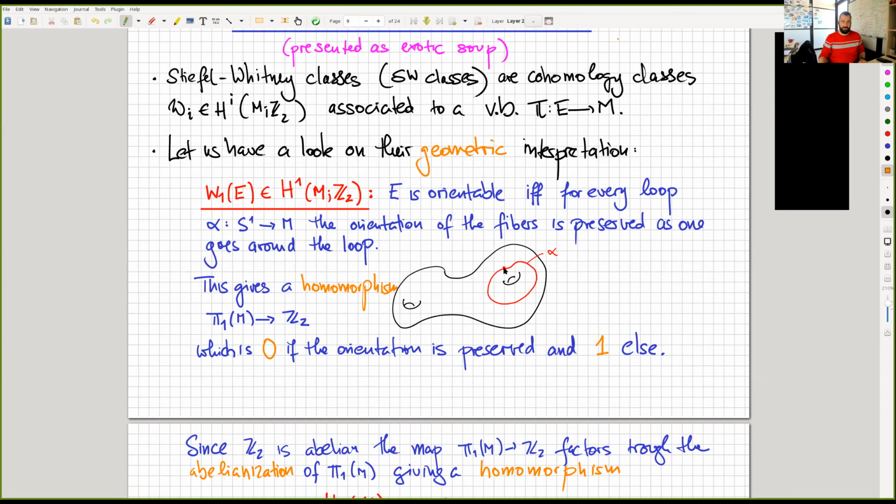So if you like, the Mobius band is a one-dimensional vector bundle over S1, which is not orientable. Right, this is this famous thing that when you go once around, the orientation shifts.